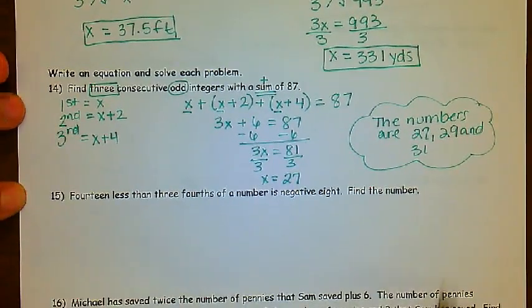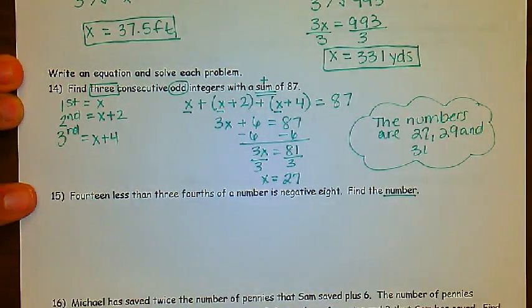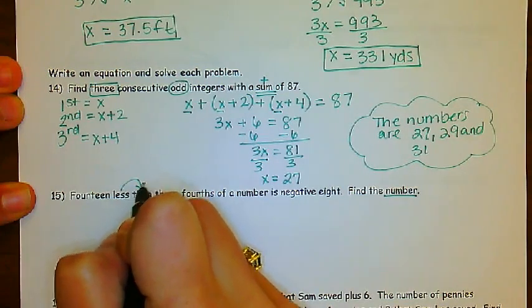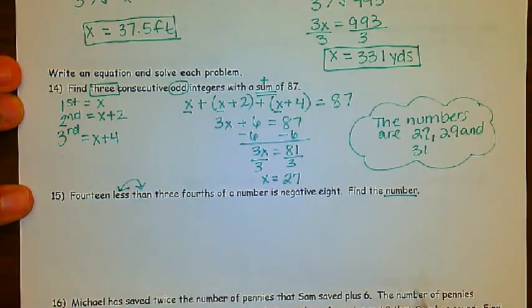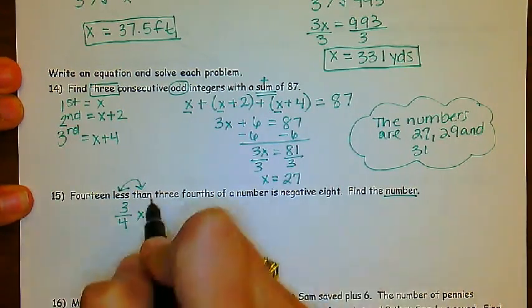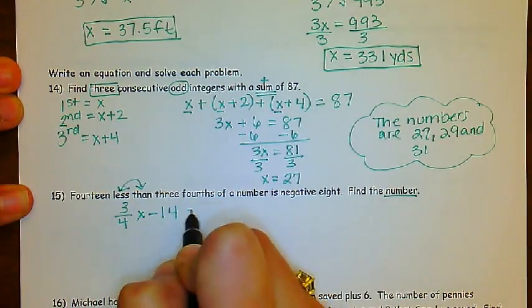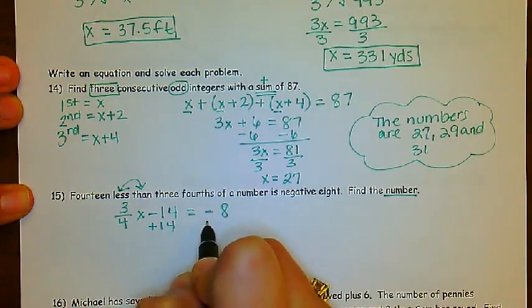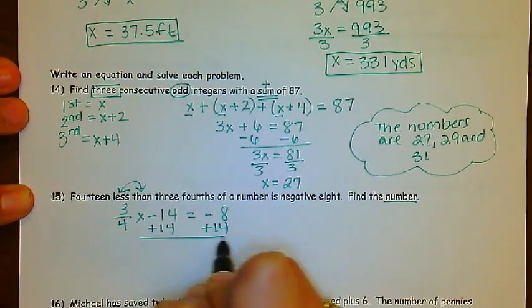next one. Again, this one only says find the number, so we know we're going to just have 1. Okay, so 14 less than. Remember, when you see that less than, make sure you draw your arrow so you remember. So 3/4 of a number minus 14 is equal to negative 8. Let's add 14 to both sides.